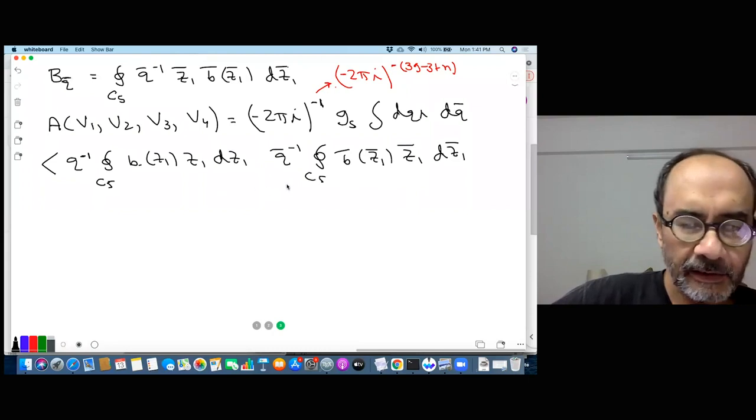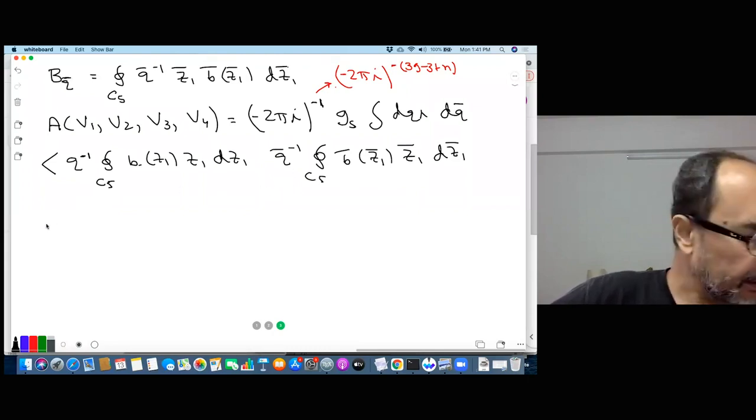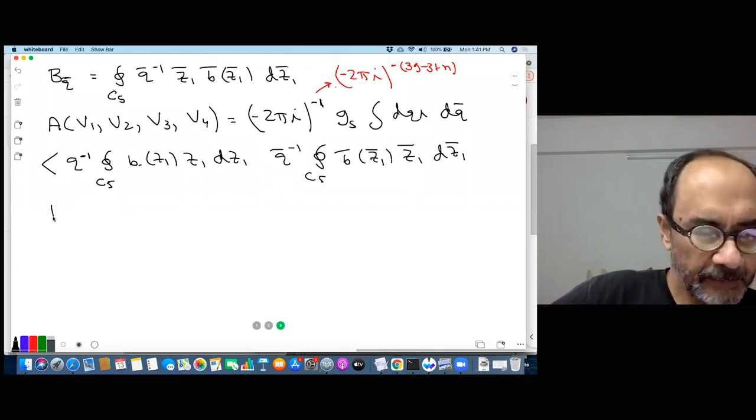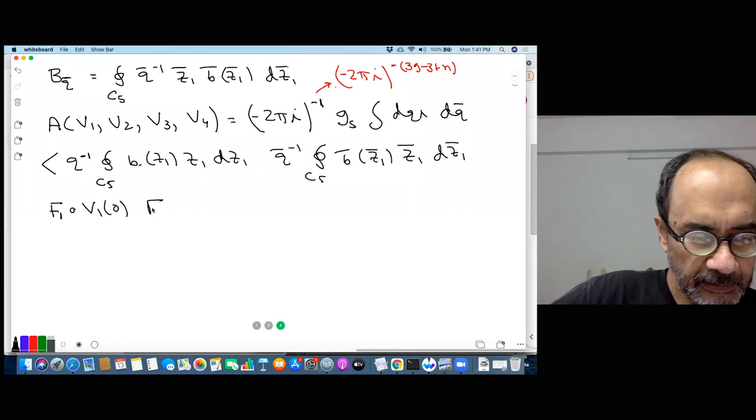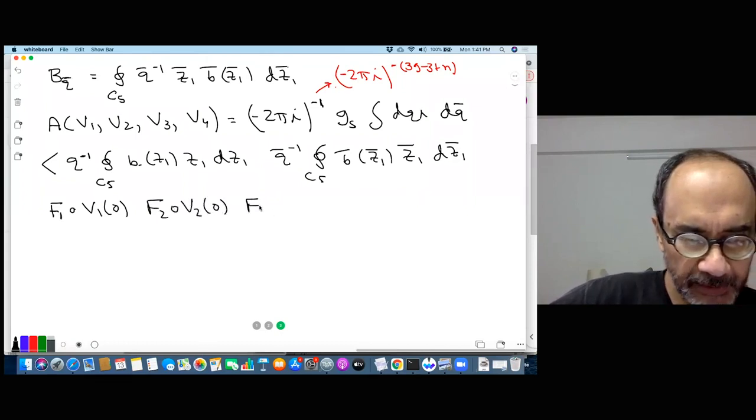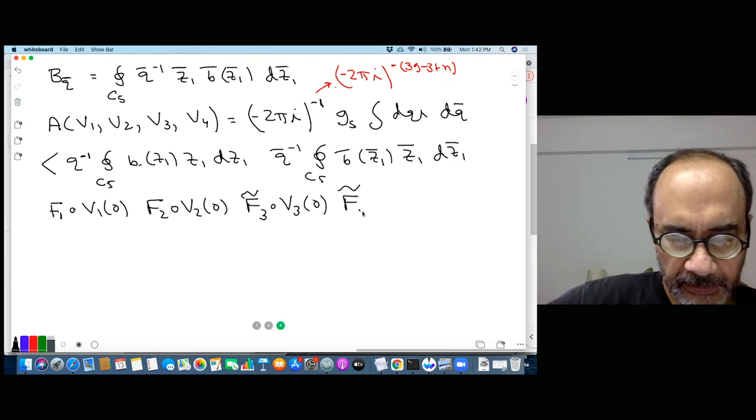And then we are using, let me explain this. Let me write this: f1 dot V1(0), f2 dot V2(0). I'll explain what f tilde are. f tilde 3 dot V3(0), f tilde 4 dot V4(0).